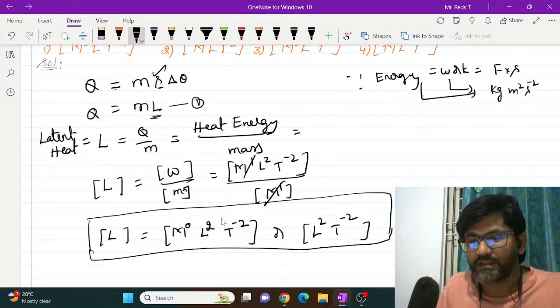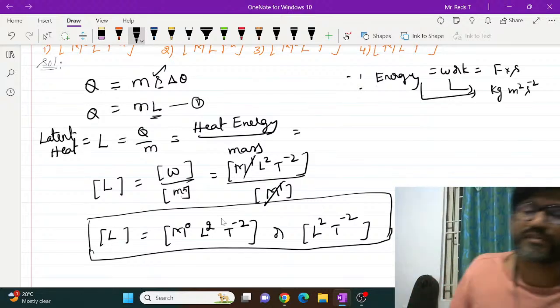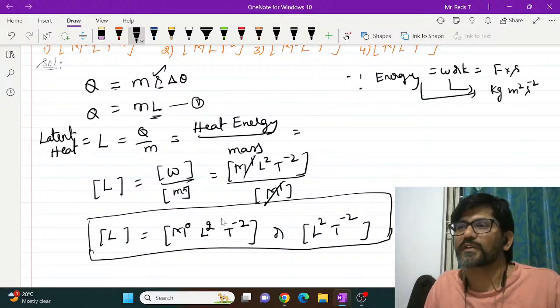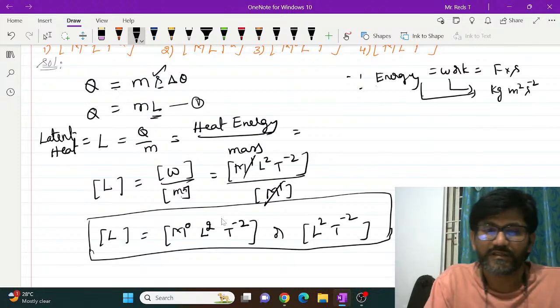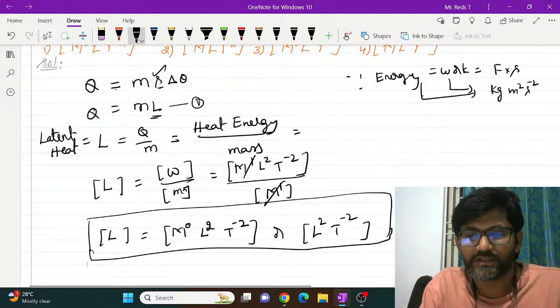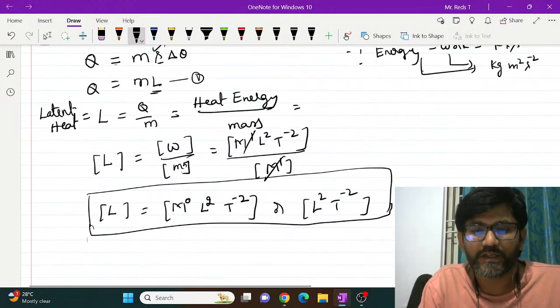So generally dimensional formula of constants, universal constants will be asked. You have to remember this: Planck's constant, universal gravitational constant, like this kind of quantities, right? That's it. I hope it is clear for you.